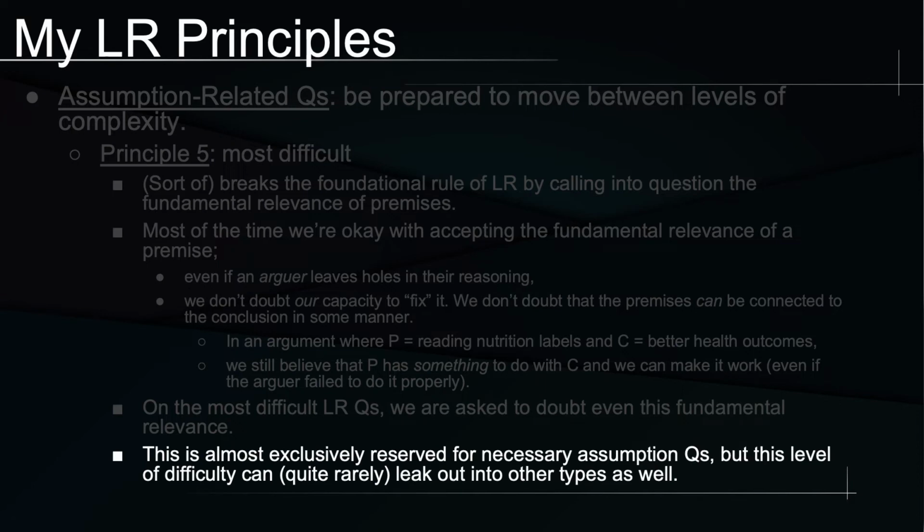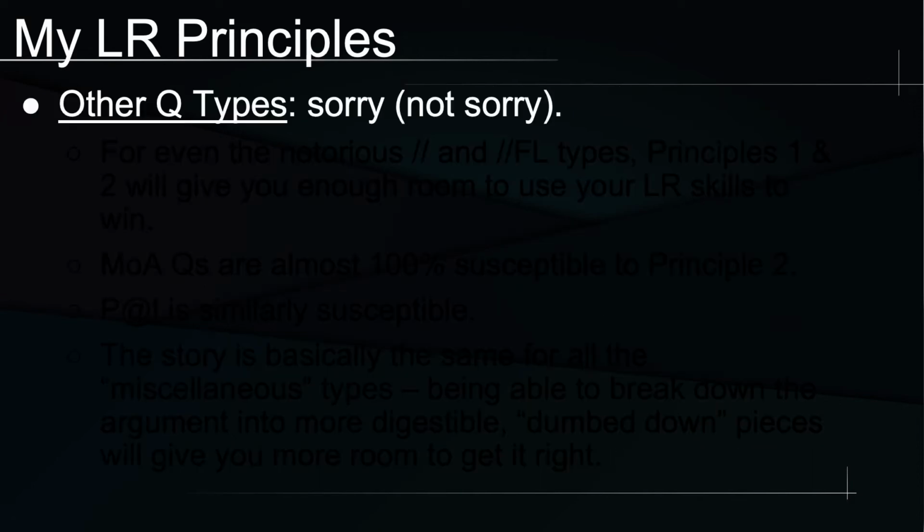I don't really have anything more specific. What you might have noticed, though, is that there are other question types, right? The assumption questions aren't everything. There's all sorts of miscellaneous kinds. Parallel reasoning and parallel flaw are the first, the 2 big ones that come to mind. But there's a whole bunch of others, right?